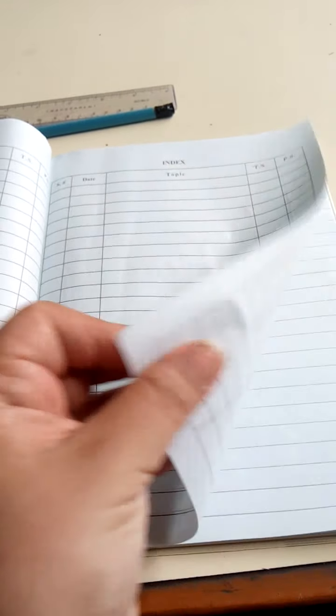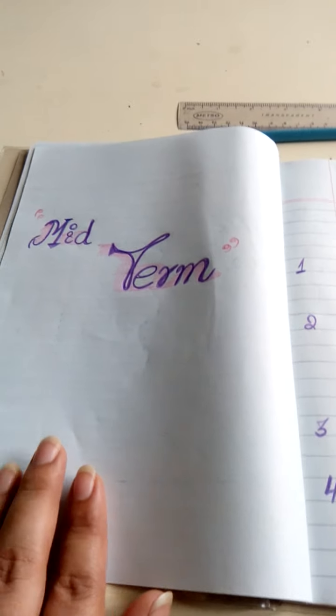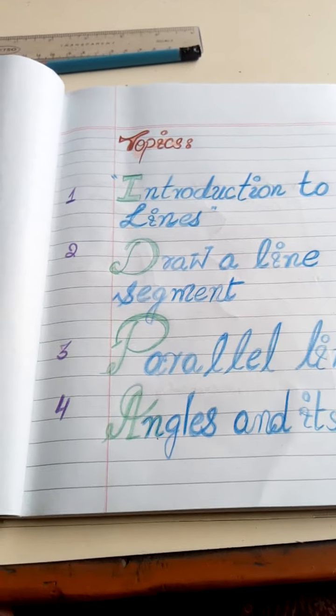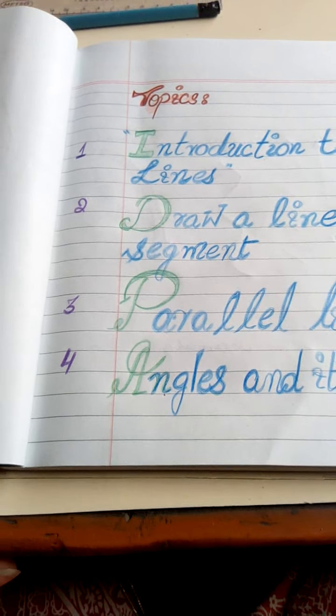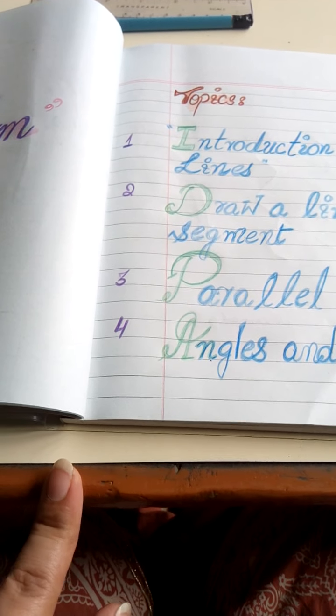As I open the copy of the geometry, on this page you don't have to do anything, leave this page as it is. And then the second page, which will be your interleaf page, here you have to write down the midterm. Then you have to write down the topics which you are going to cover in midterms geometry, and don't worry about where you are going to get all these things from.